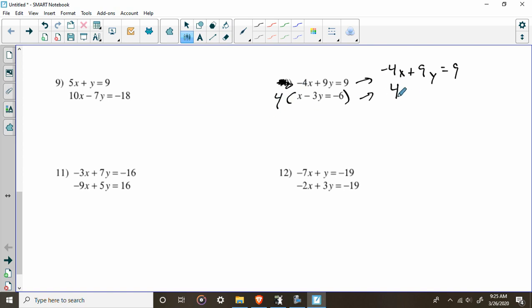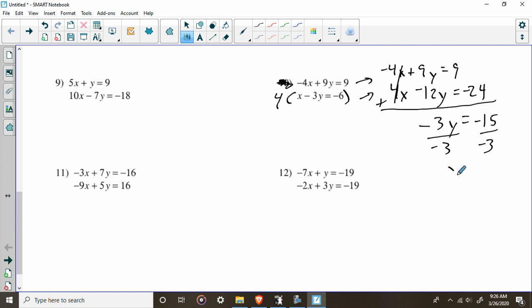4 times x is 4x. That's what we wanted. 4 times negative 3 is going to be negative 12. And 4 times negative 6 is going to be negative 24. Let's add them together. These are going to cancel. They're going to be eliminated. Sorry, it's the elimination method. 9 minus 12 is going to be negative 3. And 9 minus 24 is going to be negative 15. We're going to divide by negative 3. We'll find out that y is equal to 5.